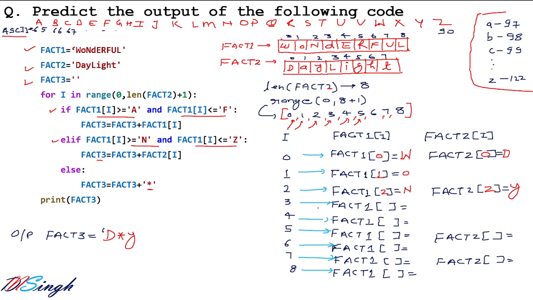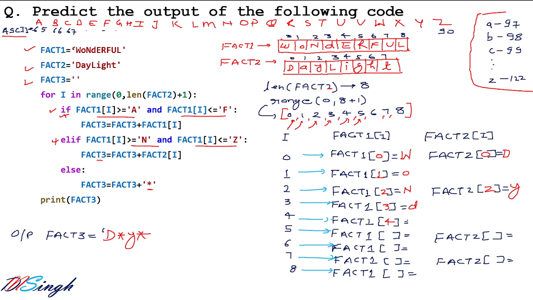Okay, fine. Next iteration, what is the value at index 3 in the fact 1 variable? That is small d. Again this is a small d. So what is going to happen? It obviously has a greater value than 90, meaning Z. So it is not going to satisfy either the if or the elif, so it goes to the else part. And what will be in the else part? Star will be concatenated.